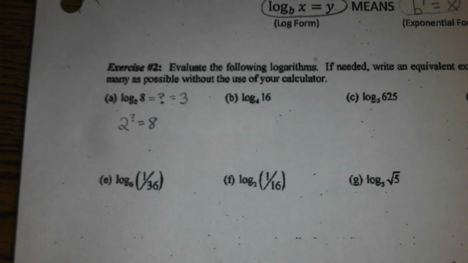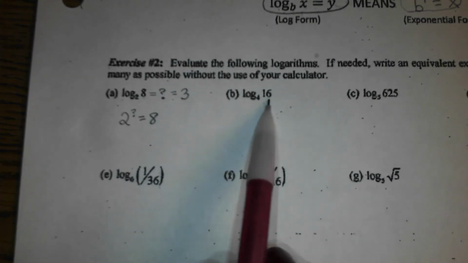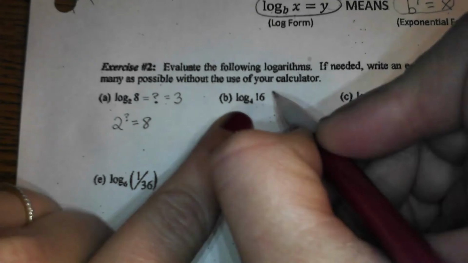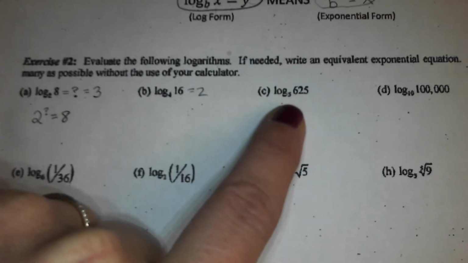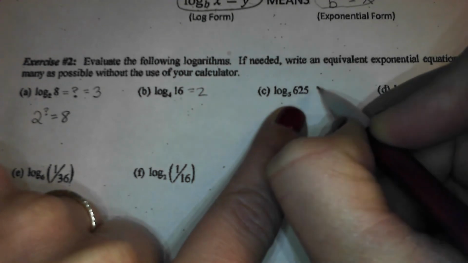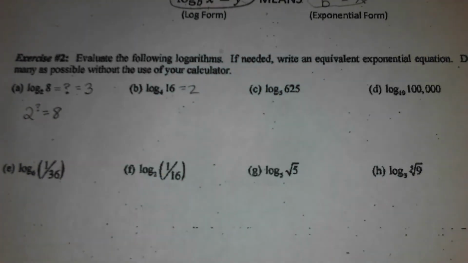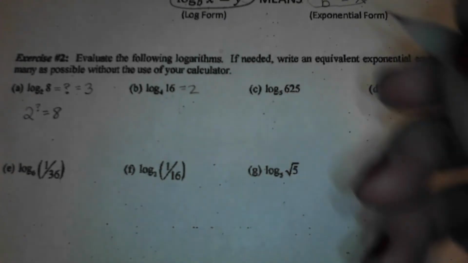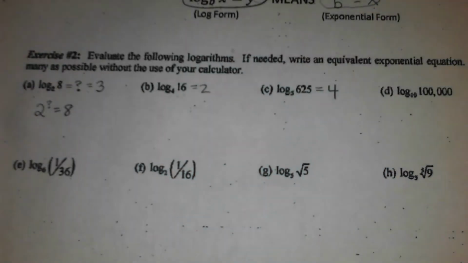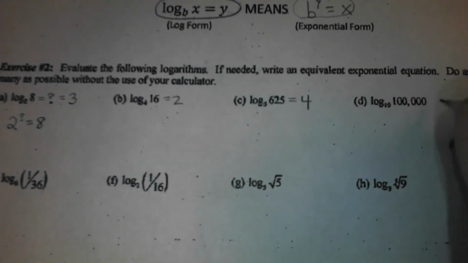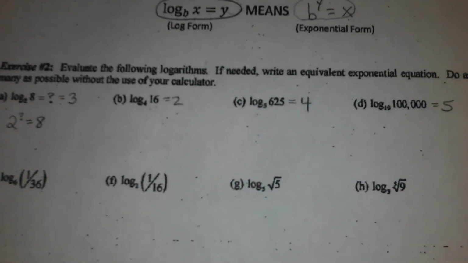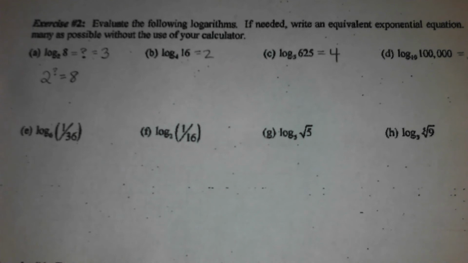And so you don't necessarily need to write that every time. 4 to what power gives you 16? 2. 5 to what power gives you 625? You gotta check it. 4. It's 4. Stop yelling at me, Bella. 10 to what power gives me 100,000? 5.